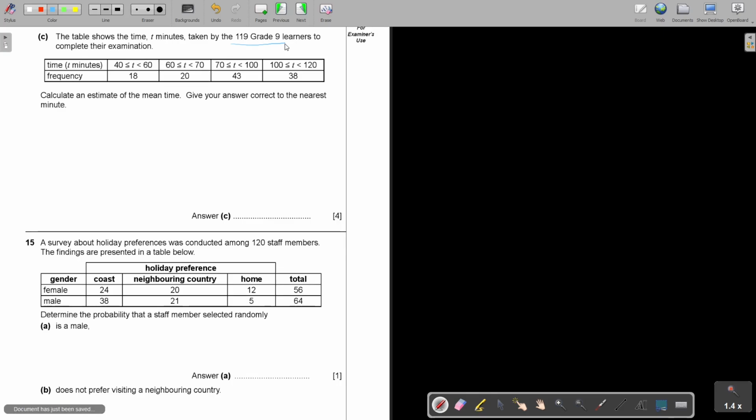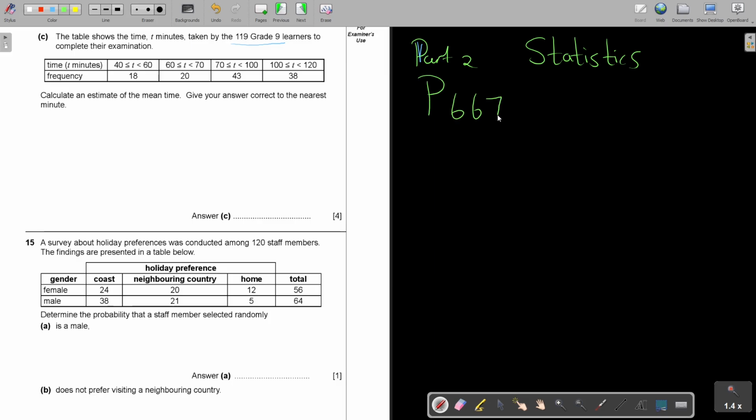Now, you will find this mean, okay, it's still in part 2, textbook. So still part 2, and it's still statistics. And you will find this on page 667 to find the mean of group data. Go and look there. Okay, so because it's easy to score this for 4 marks. So the first thing that you have to do is to find the middle points there.